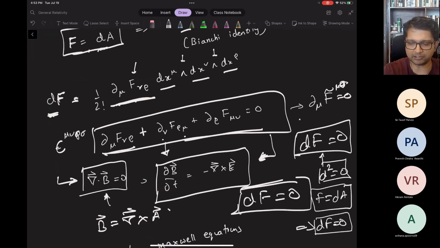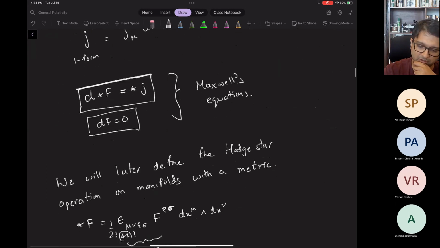Okay, so the fact that you could write F in terms of an exterior derivative of the one form vector potential means that you get two of Maxwell's equations for free. The divergence of the magnetic field is 0, and the curl of the electric field is minus partial B partial t. Okay, so that's rather wonderful.